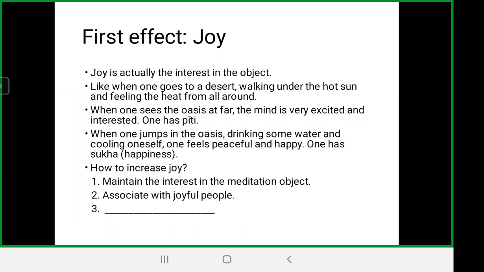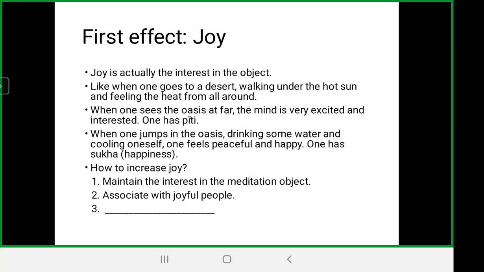Okay. Now, what about joy? Joy is actually, in the Abhidhamma, called interest in the object. The example given in the Visuddhimagga is when you go to a very dry place and walk in the hot sun, feeling the heat all around. You are very hot and your body is suffering. When you see an oasis from very far, your mind is so excited and interested. At that time, you have joy, piti.